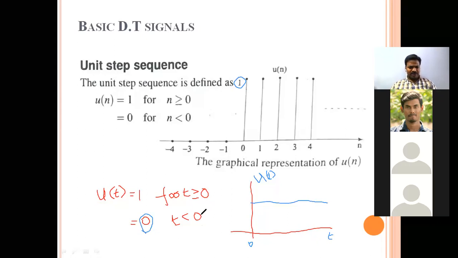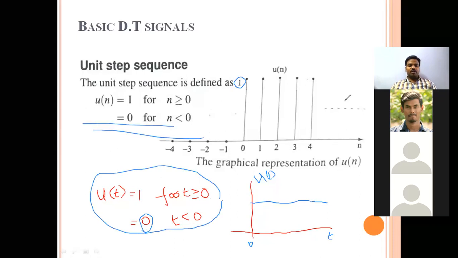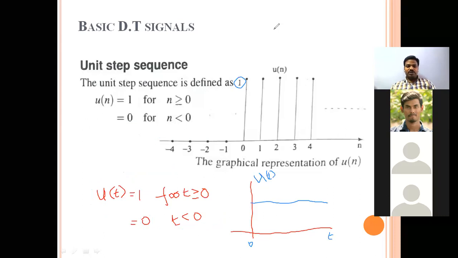Now please try to understand the difference between unit step sequence and unit step signal. This is in the case of continuous time signals, and this is in the case of discrete time signal. Now see the graphical representation also. So always there is a discontinuity in discrete time signals, but there is no discontinuity in a continuous time signal, and this is the basic important differentiation between continuous time signals and discrete time signals.